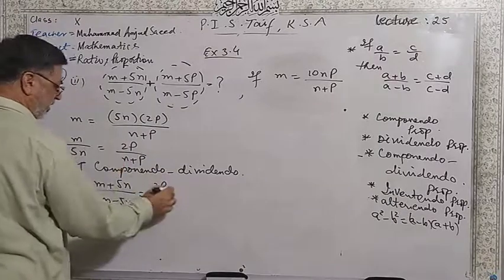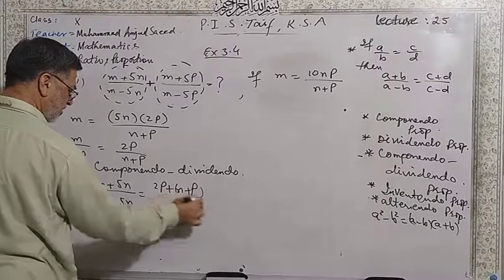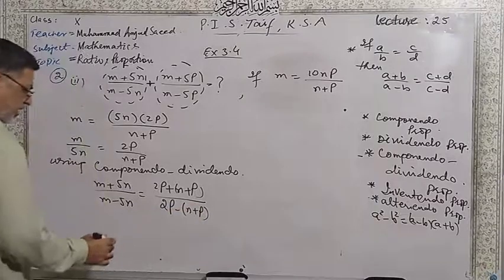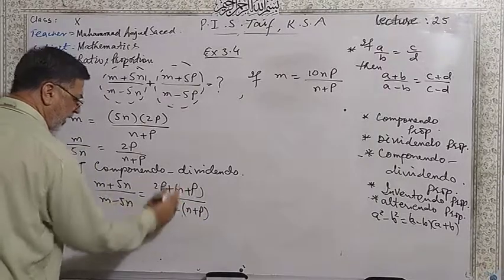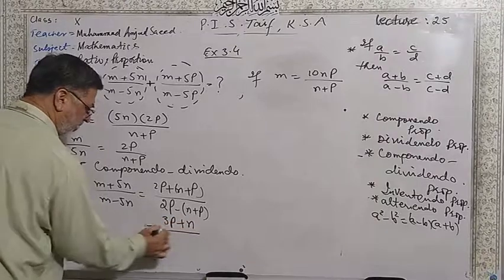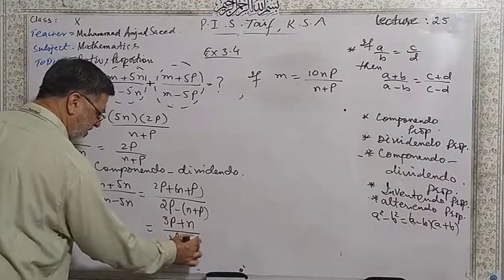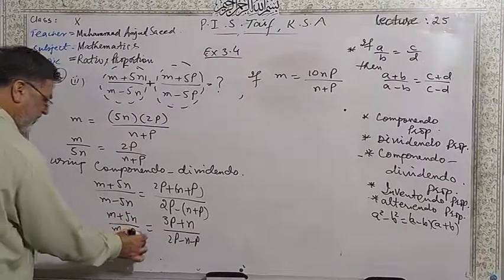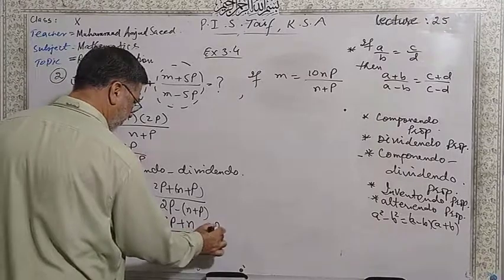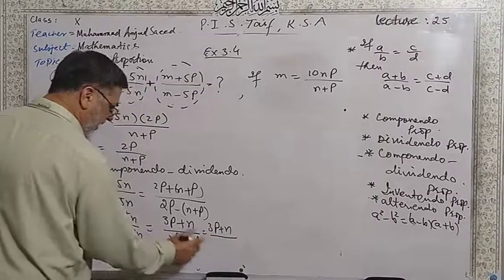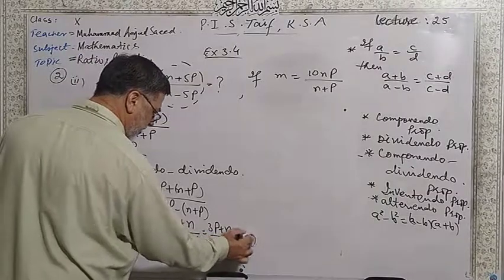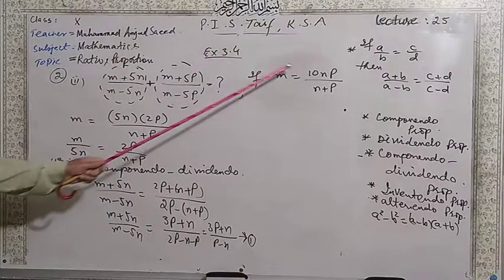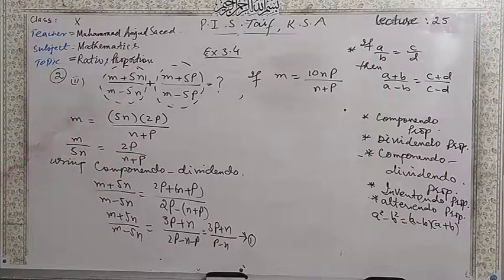Similarly, in the numerator you add the denominator and from the numerator you subtract the denominator. Here is 2p plus n plus p, which is 3p plus n, over 2p minus n minus p. So (m plus 5n) over (m minus 5n) is equal to (3p plus n) over (2p minus p minus n), which is (3p plus n) over (p minus n). This is equation number 1. Remember that we brought 5n from the right hand side.